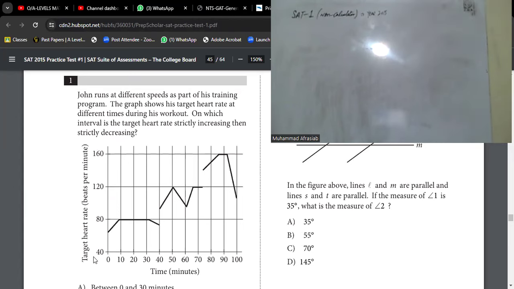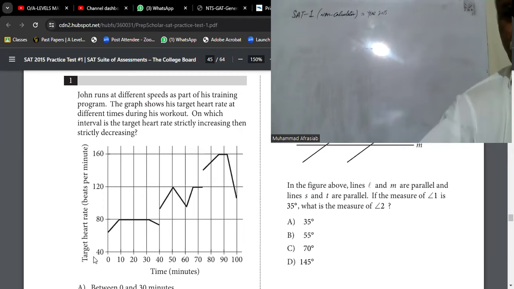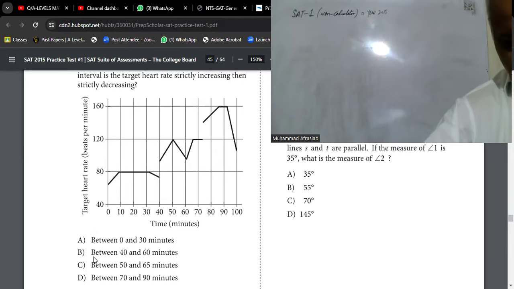You have seen that John runs at different speeds as part of his training program. The graph shows his target heart rate at different timings before his workout. In which of the following intervals is the target heart rate strictly increasing, then strictly decreasing? So you are given these three graphs, and the timings for each are shown at the bottom.